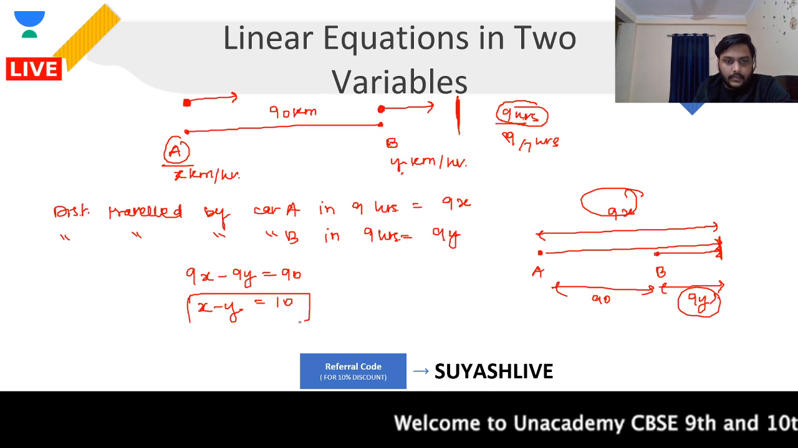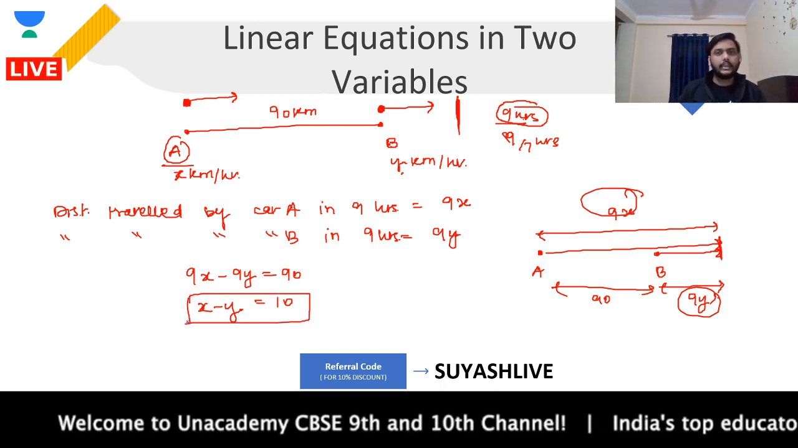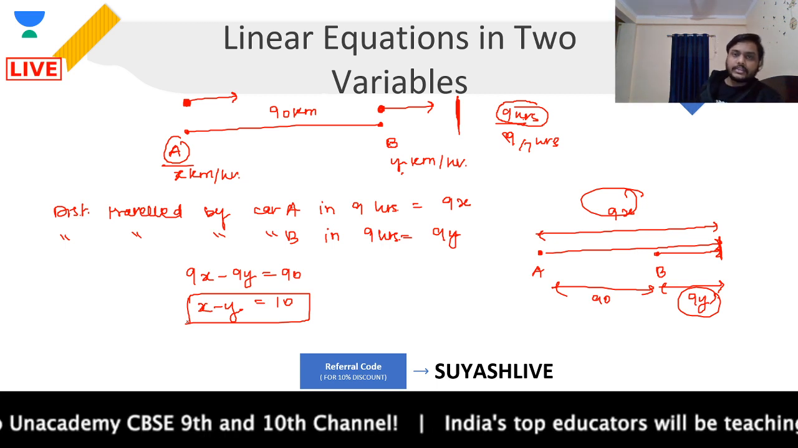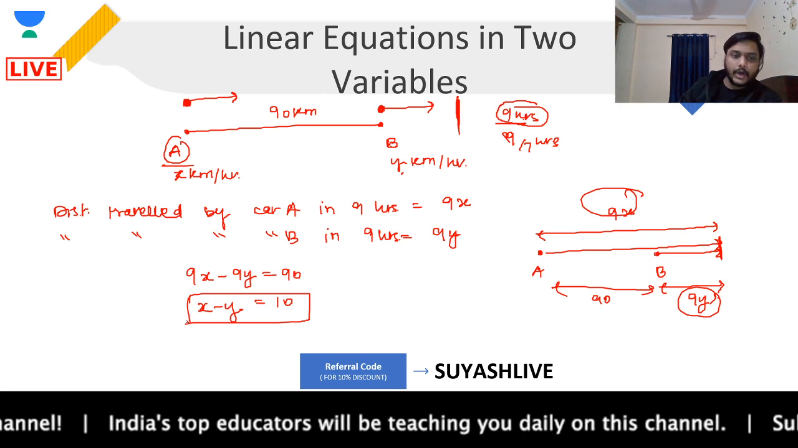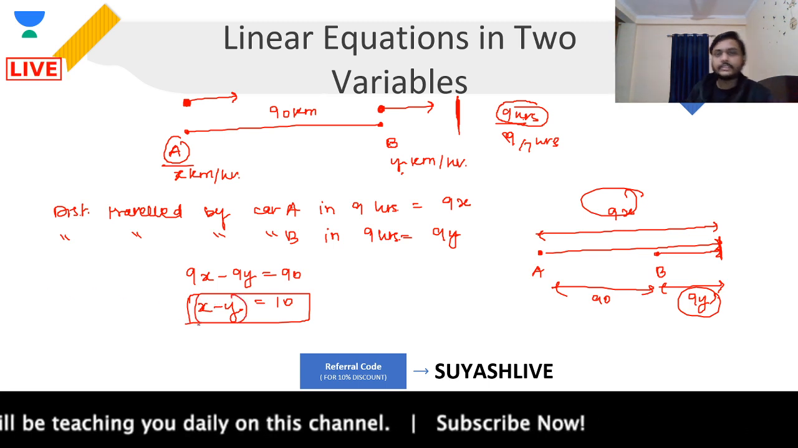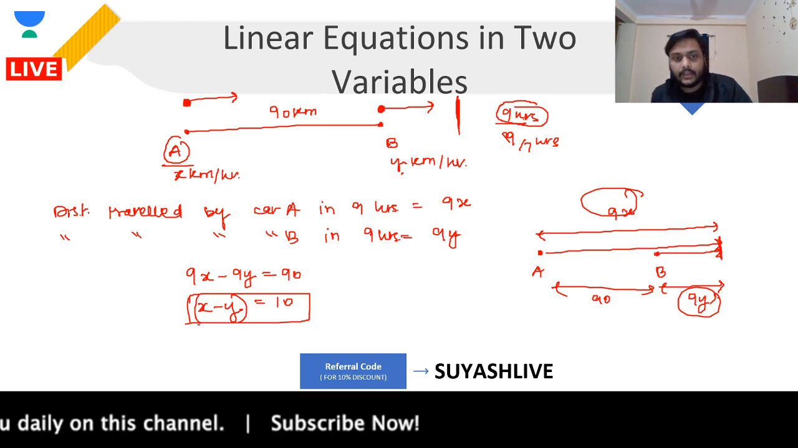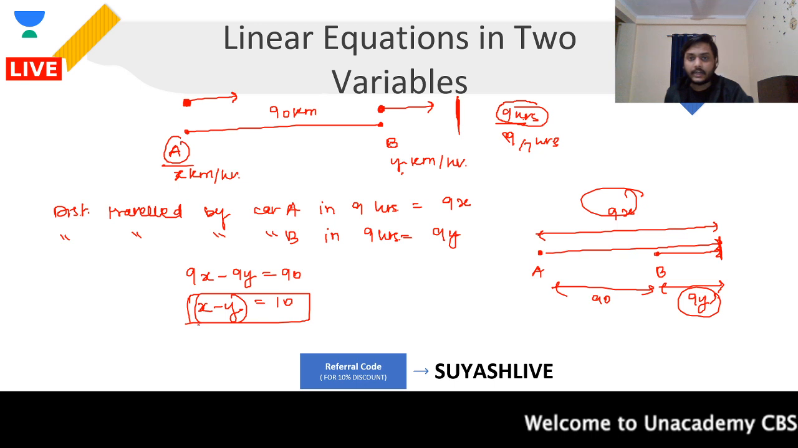Are you clear with this or not, everyone? This is my first equation. My first equation is in the form of x minus y is equal to 10. Cool. Now guys, when x minus y equal to 10 is my first equation, let's talk about the second one.